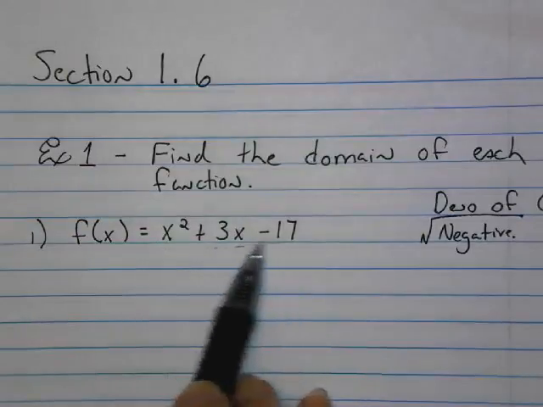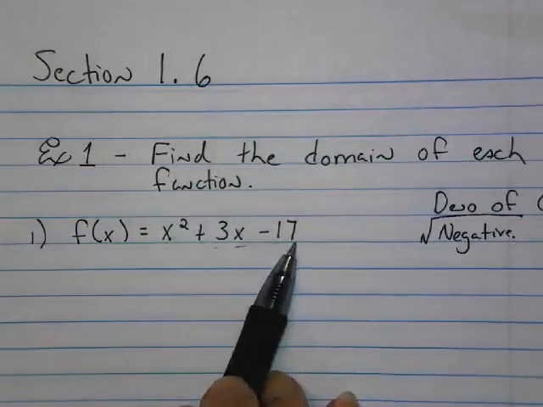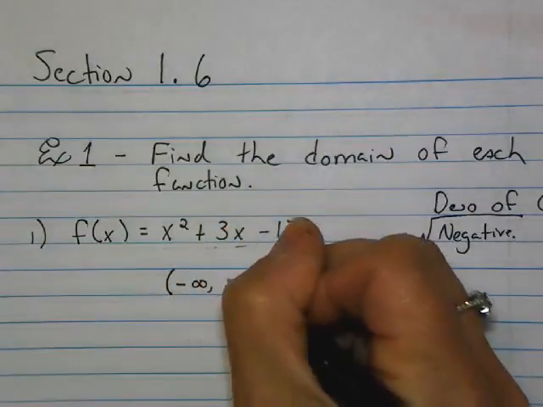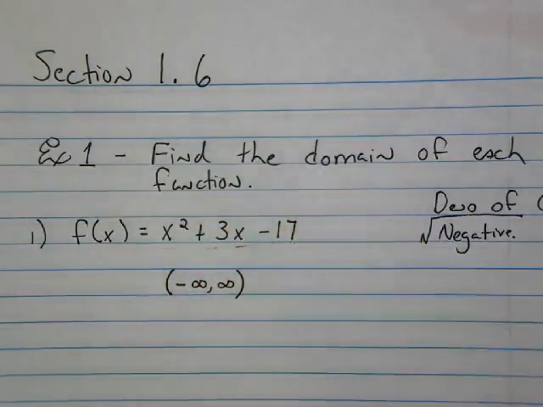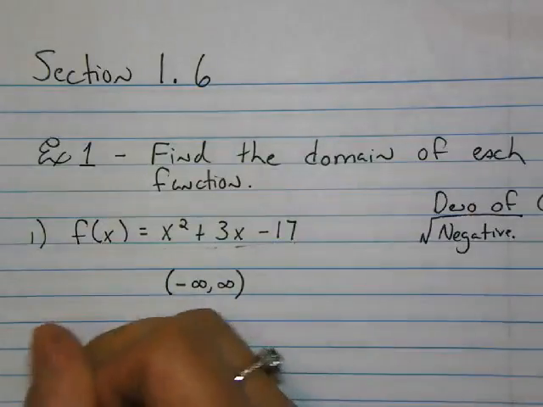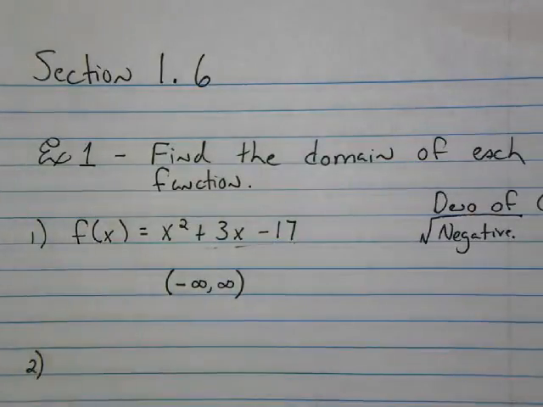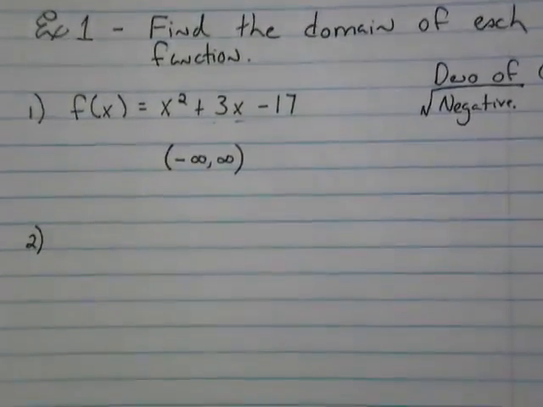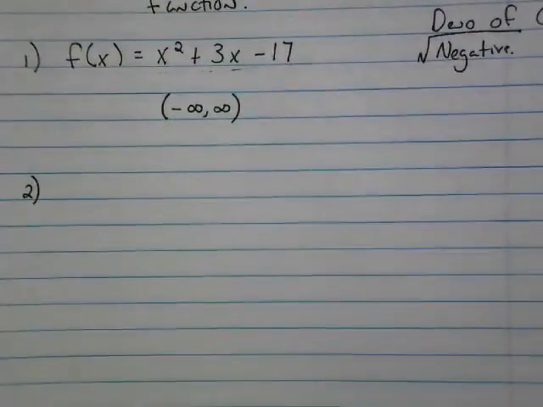So in this case, there's nowhere where you have issues with the function. So it's negative infinity to infinity. And what we'll do after we do a couple of these problems is I can show you them on the graphing calculator so you can see how it's going to work as well.